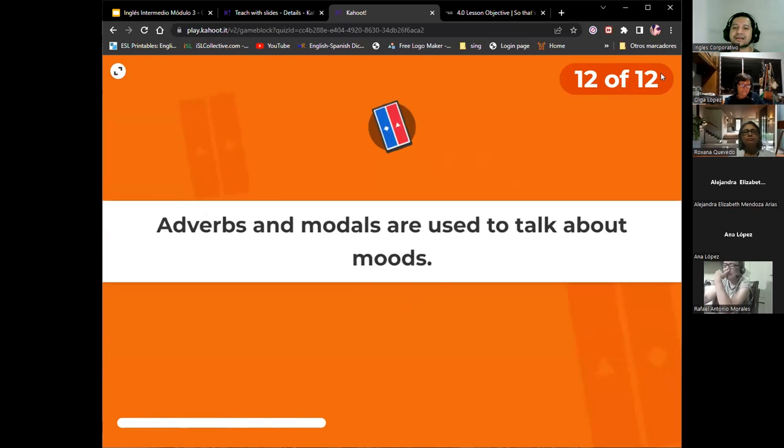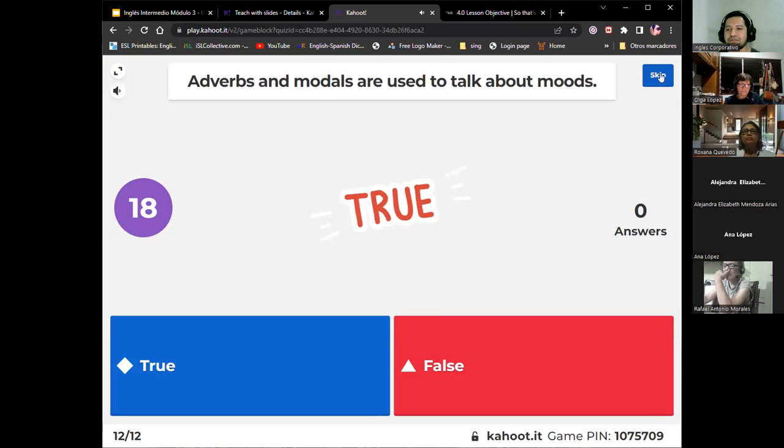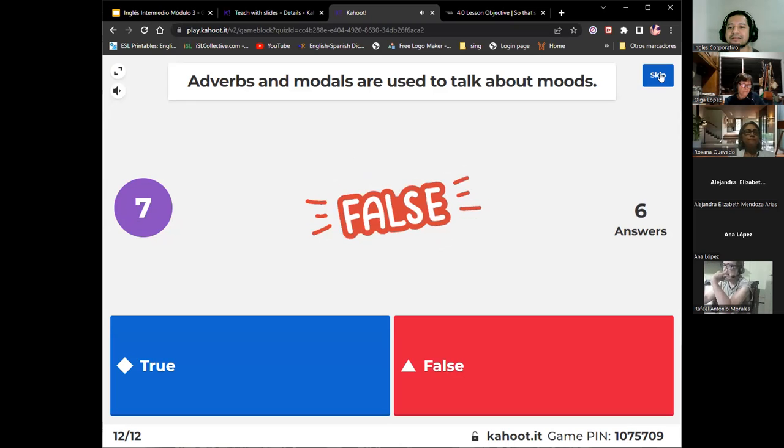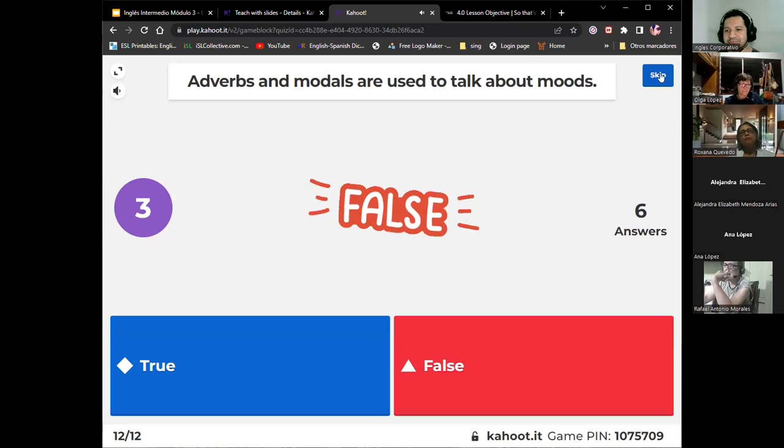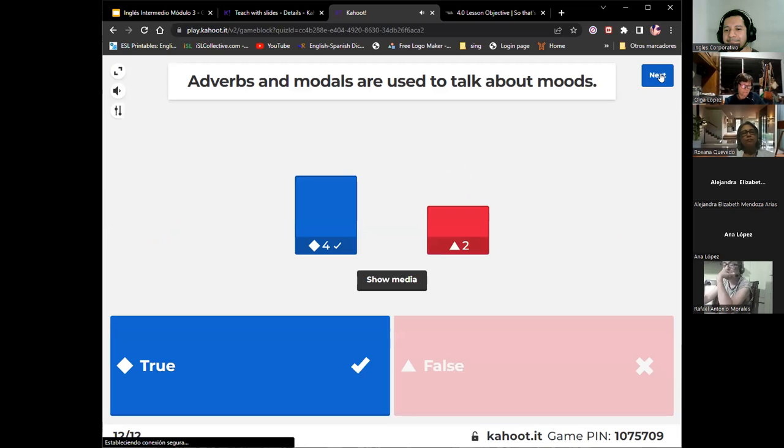The last one. Adverbs and modals are used to talk about moods. True or false? Los adverbios y los modales se utilizan para hablar acerca de los modos o los humores, ¿verdad? True, very good.